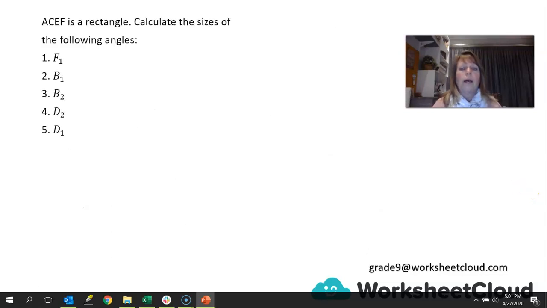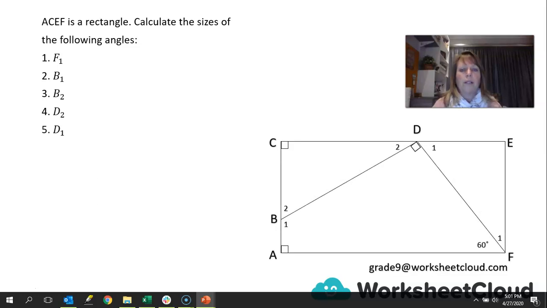We are given a rectangle ACEF, and we need to calculate the sizes of the following angles. Okay, there's our rectangle. We've been told it's a rectangle. But another way you can see is that we have 2 angles here that are 90 degrees. If those 2 angles are 90 degrees, it means that that line is parallel to that line, and that that line is parallel to that line. We can see that our opposite 2 sides are equal in length. So we've got 2 long sides and we've got 2 short sides.